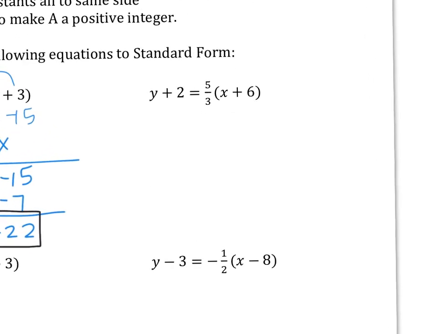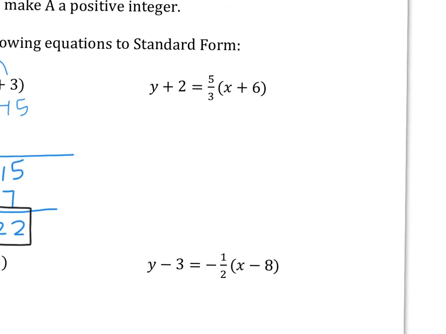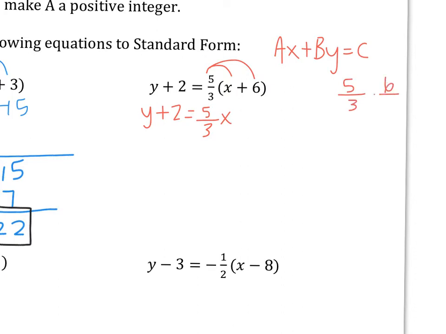Okay, y plus 2 equals 5/3 times the quantity x plus 6. Again, we're trying to get to ax plus by equals c. Okay, so I'm going to distribute the 5/3 to both terms inside the parentheses. And when I do that, I get y plus 2 equals 5/3 x, and 5/3 times 6 over 1, take a 3 out of those two numbers and get 1 and 2, gives me 10 over 1. So 5/3 times 6 is 10.